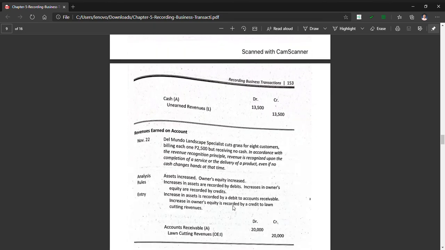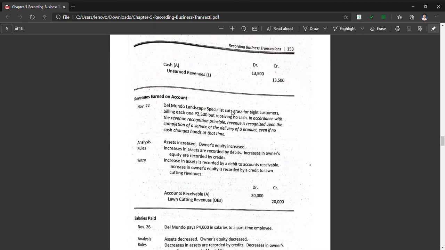Next, on November 22, Del Mundo Landscape Specialist cuts grass for 8 customers, billing each one 2,500 but receiving no cash. Okay, so in this case, nag-render ng services si Del Mundo Landscape Specialist. So in this case, meron tayong income. Kasi nga, nag-render na siya ng services. Pero wala tayong na-receive na cash. Okay? Regardless of whether we receive cash or not, it is still income para sa atin.